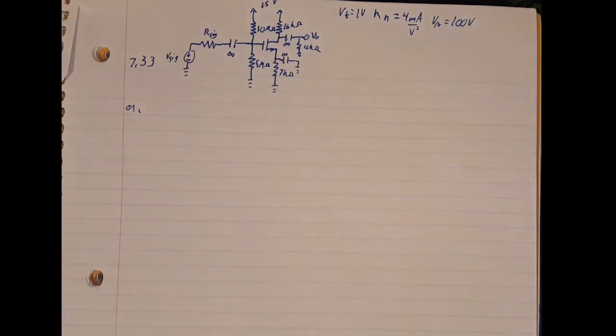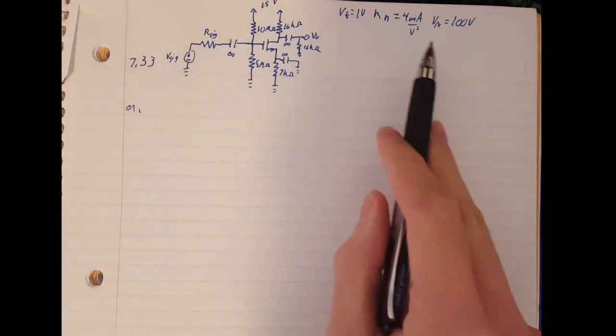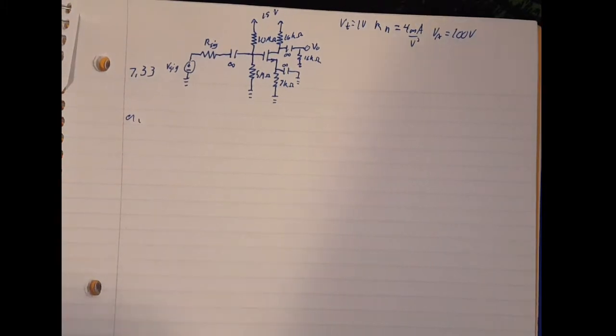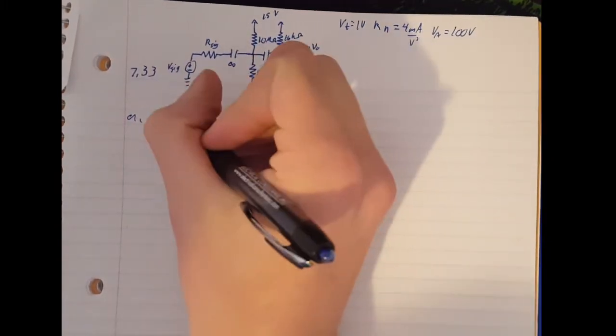And so part A, we need to make sure all the DC biasing is what we'd expect it to be. We want it in saturation. And we have these values here, VT, KN, and VA. So we start off, let's just draw out what it will look like.